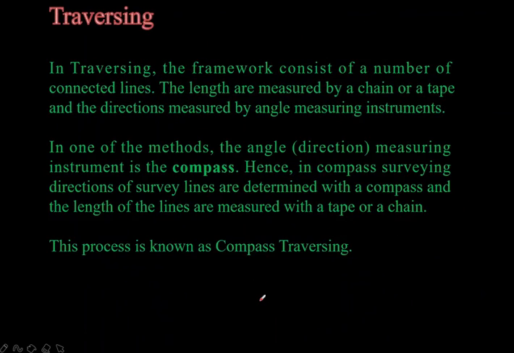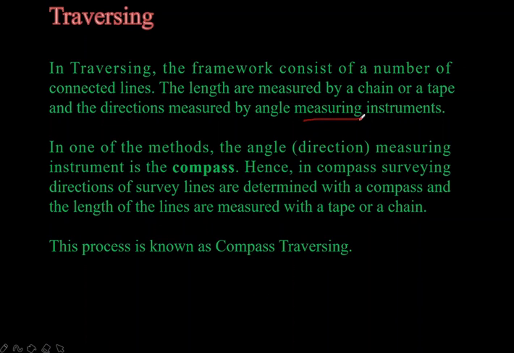So next is traversing. So what is this traversing? In traversing, the framework consists of a number of connected lines. The lengths are measured by chain or a tape, and the directions are measured by angle measuring instruments. So traversing is a combination: we have to use the chain and we also have to use angles. Okay, and the angle is measured by some measuring instruments.